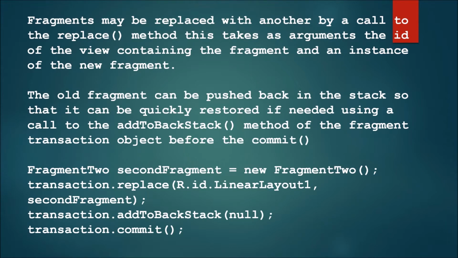Fragments may be replaced by another with a call to the replace method. And this takes the argument that the ID of the view containing the fragment and an instance of the new fragment. The old fragment can be pushed back into what's called the stack, so they can be quickly restored if it needed to be, using the addToBackStack method of the FragmentTransaction object before the commit. And this code right here is an example of that. Fragment2 secondFragment equals new Fragment2, transaction replace, and then it's the R.id.linearLayout1, secondFragment, and then transaction2.addToBackStack(null), and then transaction.commit.